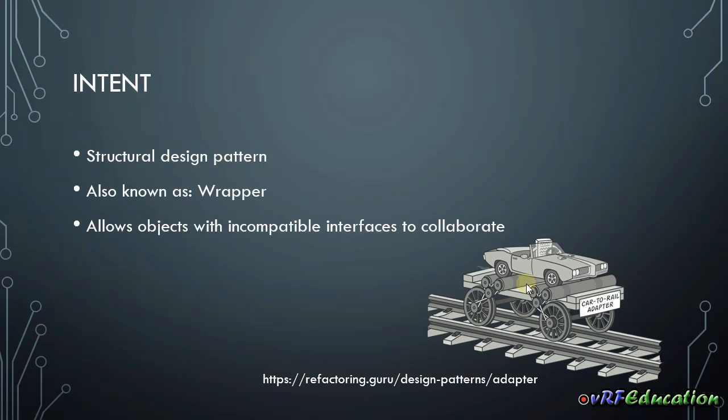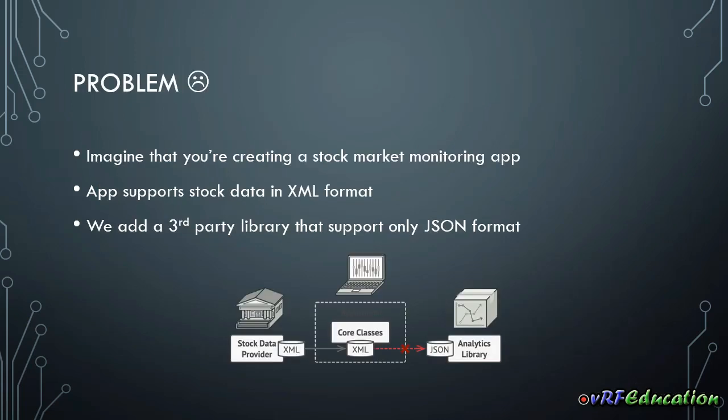As the picture depicted here, we want to drive a car over a railway. By default, we cannot do this, but we create another machine that lets us drive this car. So the adapter pattern does something like this for us. Let's take a look at another example.